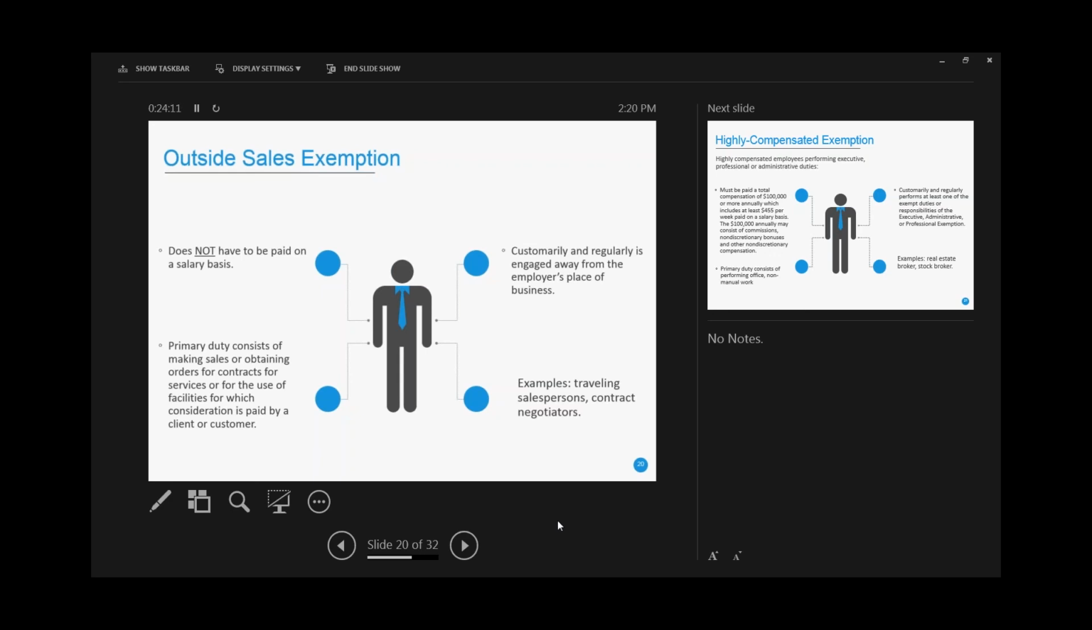The employee is customarily and regularly engaged in work away from the employer's place of business. The primary duty of the employee being considered for this exemption is making sales calls, obtaining orders for contracts, services, or for the use of facilities for which consideration is paid by a client or a customer. Examples of positions considered to have the outside sales exemption are traveling salespersons or contract negotiators.